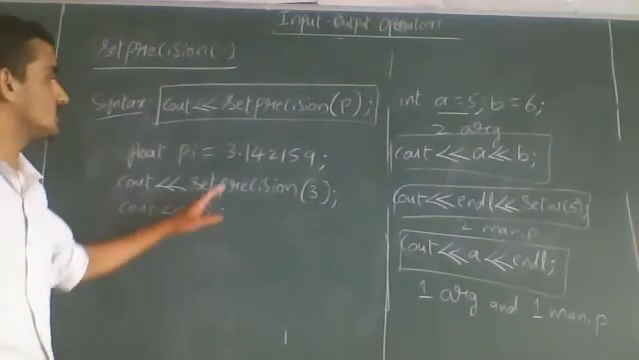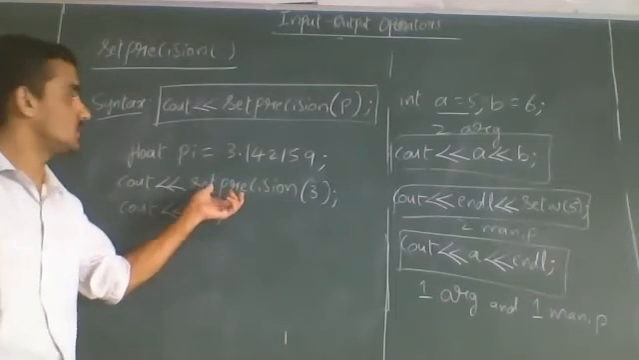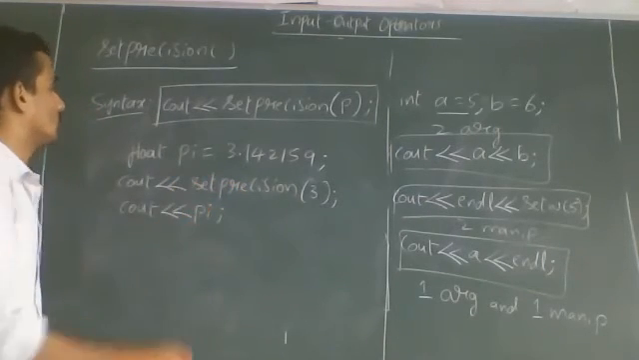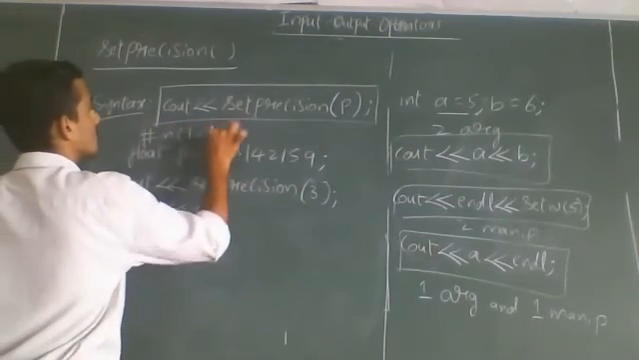The output of the previous example and this example is the same. The only thing is, in the previous example I used the precision function, here set precision. So when we use set precision, we have to write the header file iomanip.h.